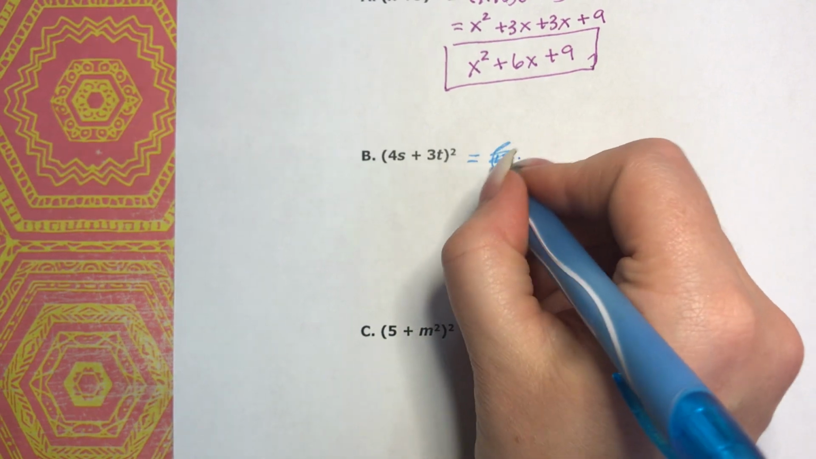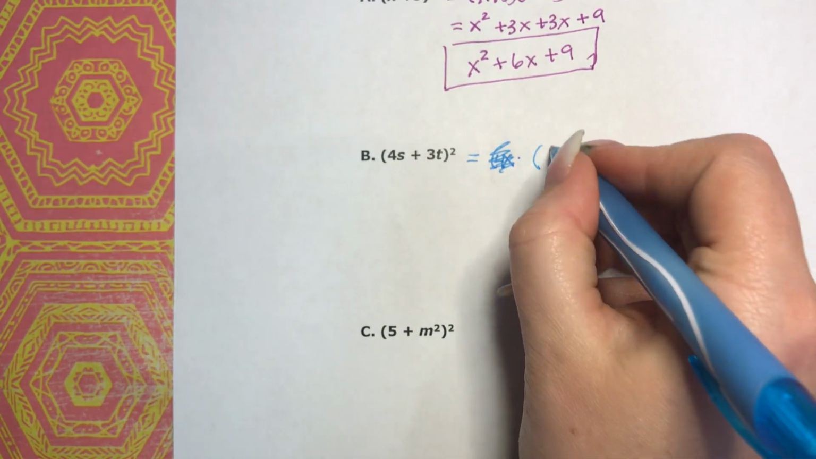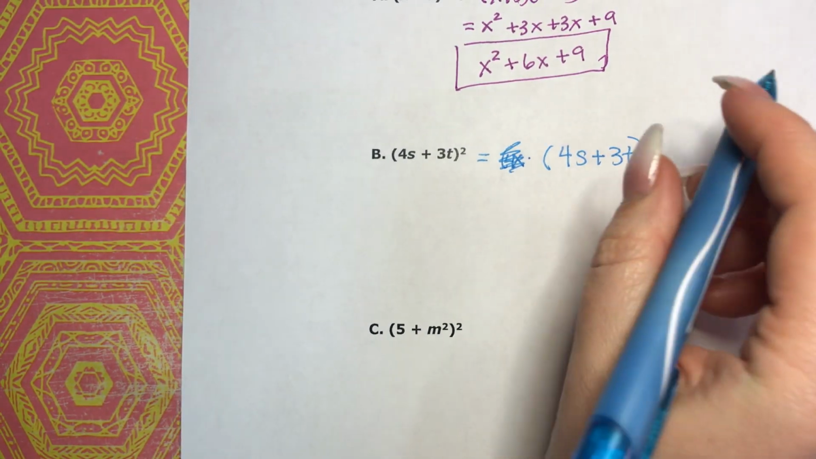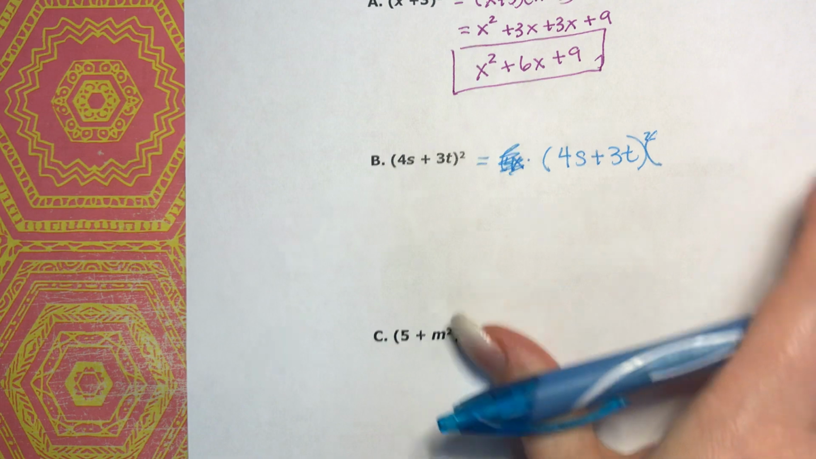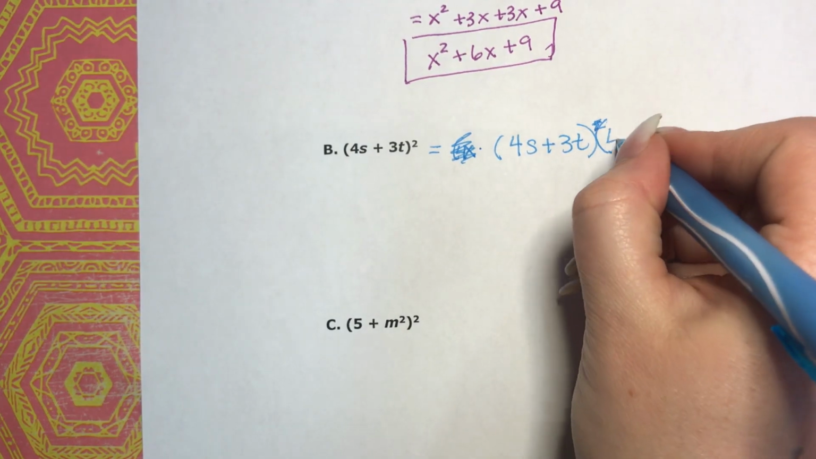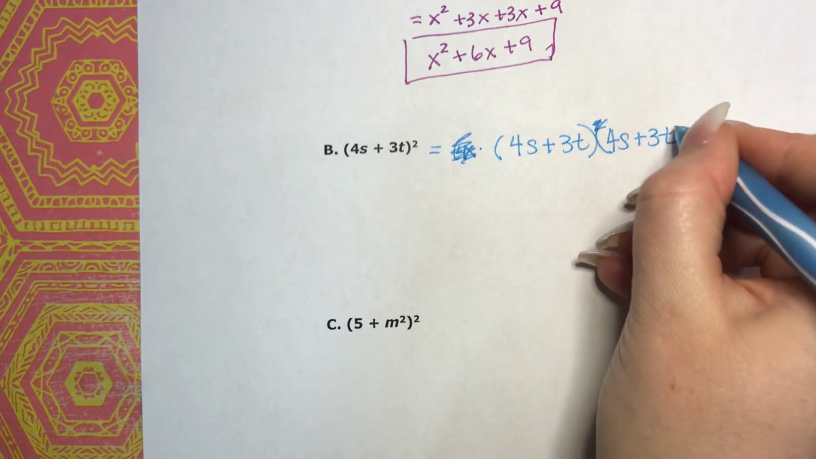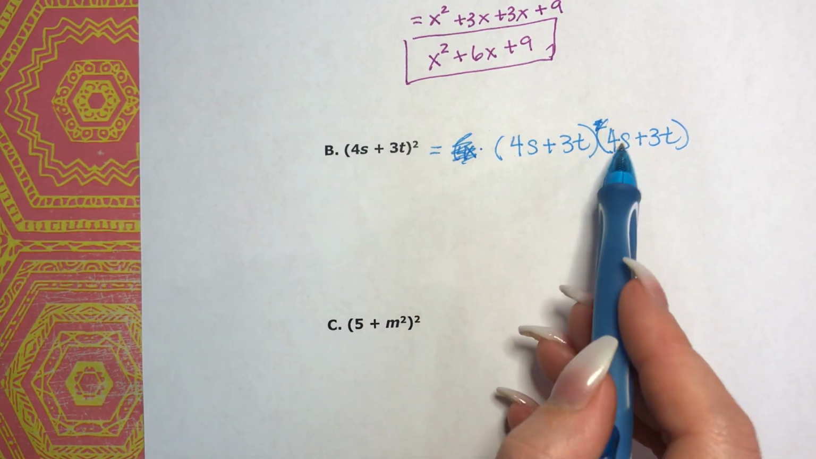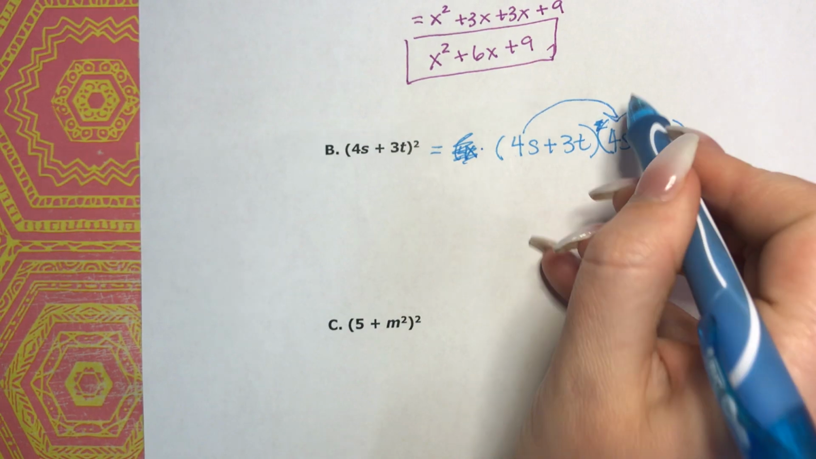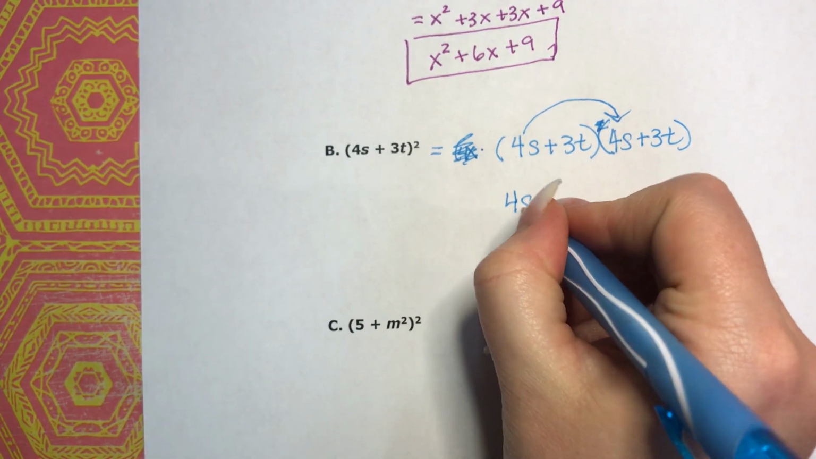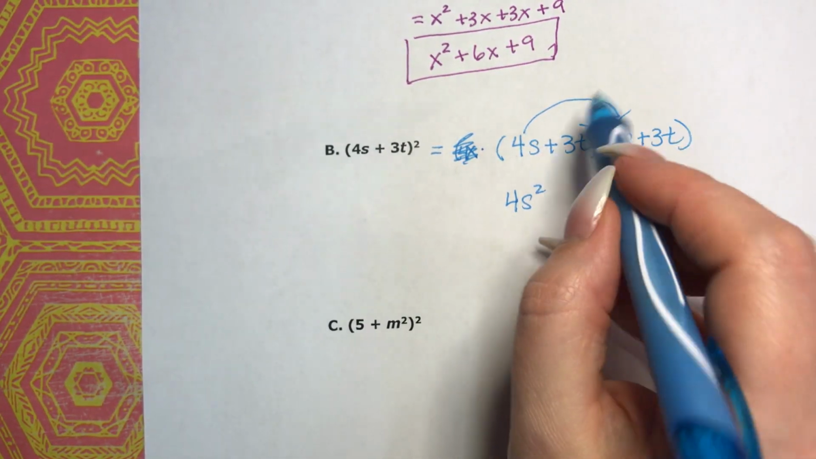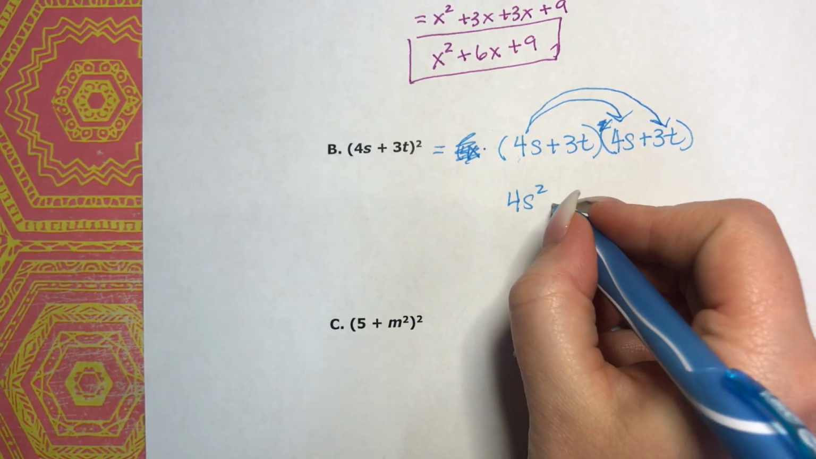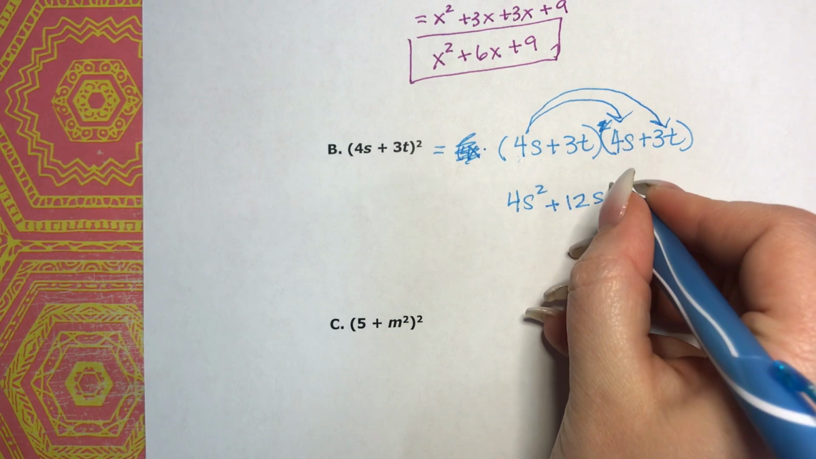4s plus 3t squared. Well, I'm writing it out, aren't I? Okay, 4s plus 3t. Okay, now I'm just going to do FOIL, do the distributive property twice. So we're going to go 4s times 4s. That is 4s squared. And then 4s times 3t. I'm going to do the numbers. 4 times 3 is 12. And then it's just st.